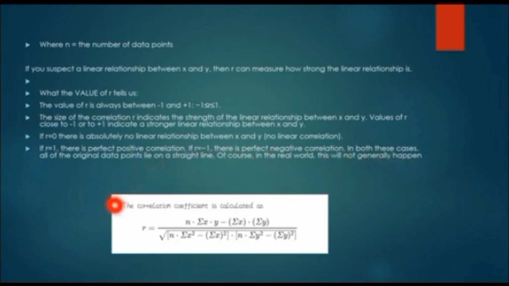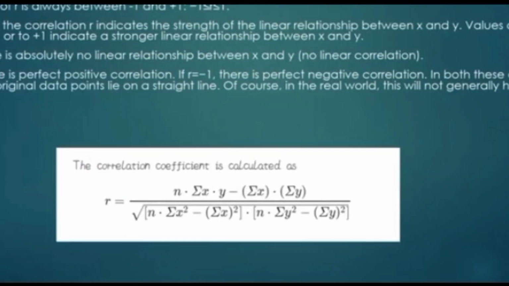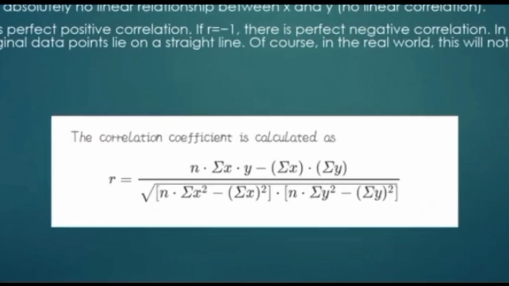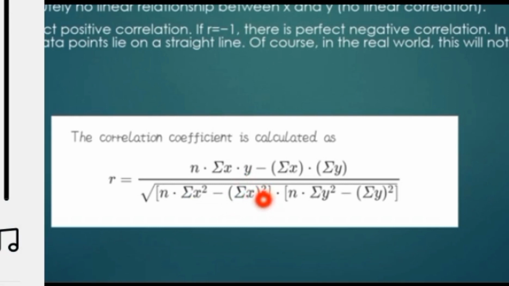So, here below is the formula for the correlation coefficient. r, the correlation coefficient, equals n times the sum of xy minus the sum of x times the sum of y, divided by the square root of n times the sum of x squared values minus the sum of x values, then squared. So be careful with that difference, guys.